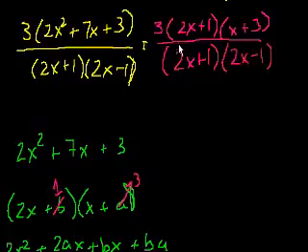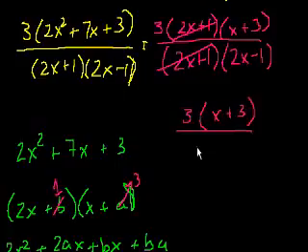And we know we're on the right track because we've got something to cancel out. And sure enough, so we cancel those out, assuming that this never equals 0. This x does not equal minus 1/2, because that would make that equal 0. And we get 3 times x plus 3 over 2x minus 1. And that is choice B.